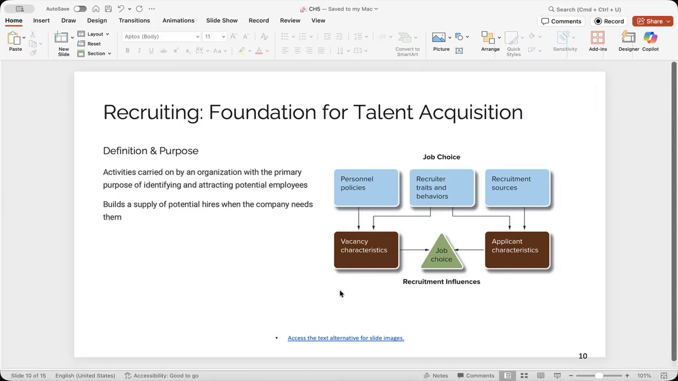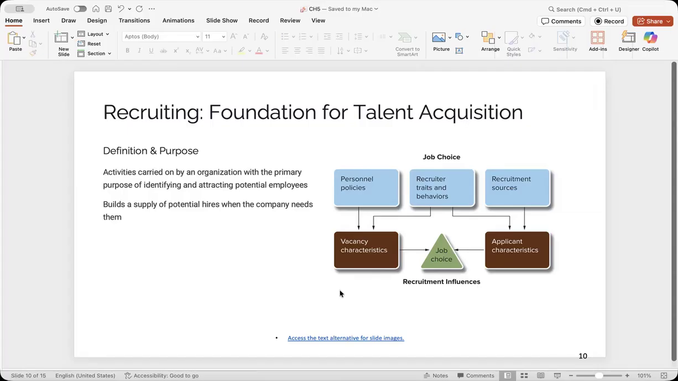Let's talk about recruiting, the foundation for talent acquisition. These are the activities carried out by an organization to identify potential employees, the best employees. This is what builds a supply of potential hires. A recruiter, even during downtimes, is still recruiting, talking to people, meeting new people, because you never know when a potential recruit is going to actually turn into an employee. So recruiters' only jobs are to meet people, meet talent. I always tell my students, you want to connect with people on LinkedIn, connect with recruiters, because you're doing their job for them, right?